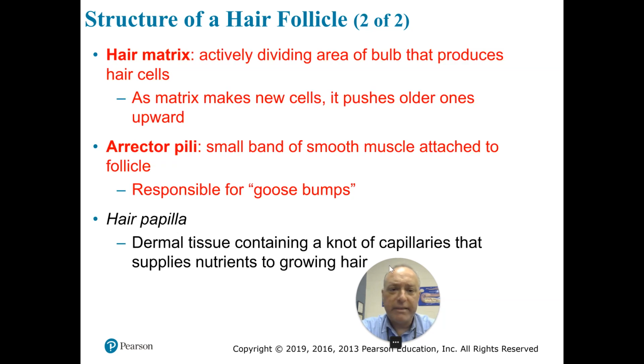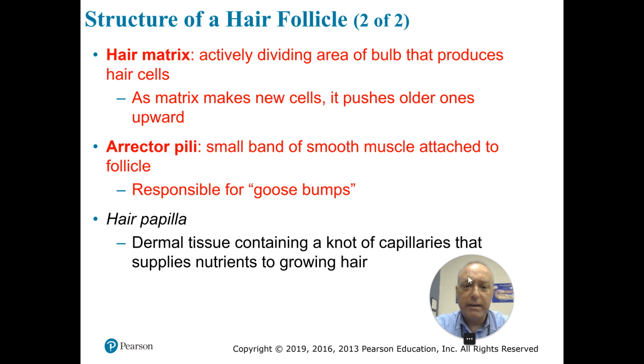The hair matrix is the actively dividing area of the bulb that produces the hair cell. And then, as I mentioned earlier, the erectile pili is a small band of smooth muscle attached to the follicle that, when activated, will raise the follicle up and the hair sticks straight up. These are goosebumps.